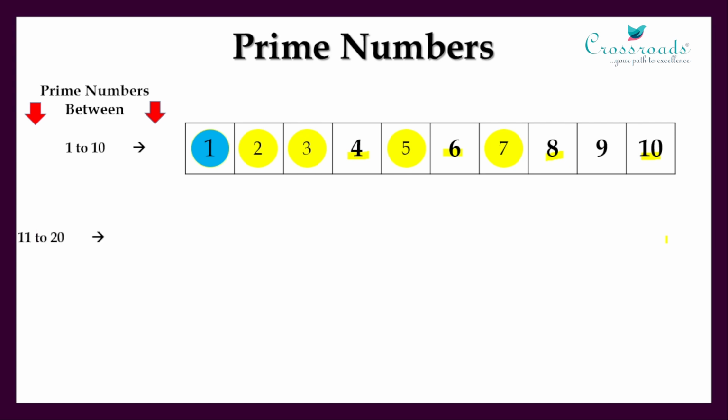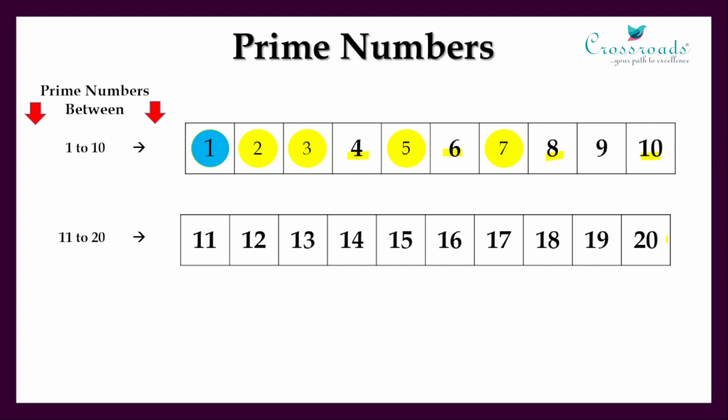Moving further, prime numbers between 11 and 20. Which are those numbers? 11, 13, 17 and 19. So 11, 13, 17, 19 are the prime numbers between 11 and 20. Which are the even numbers? 12, 14, 16, 18 and 20. So all of them will become composite numbers. We are left out with number 15.